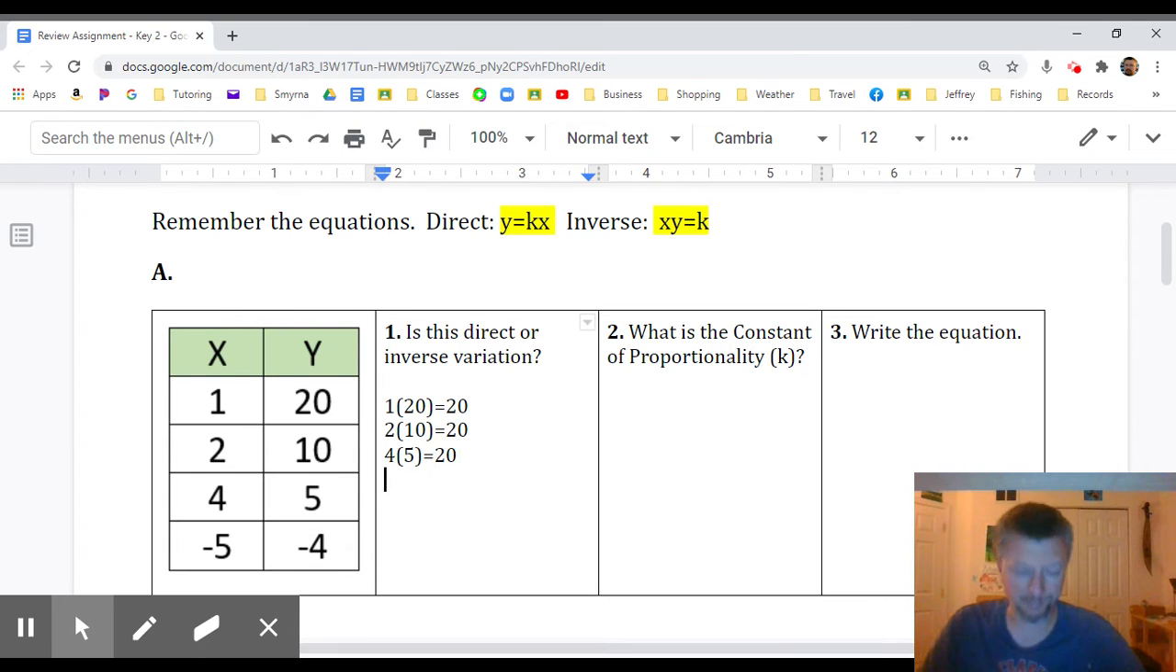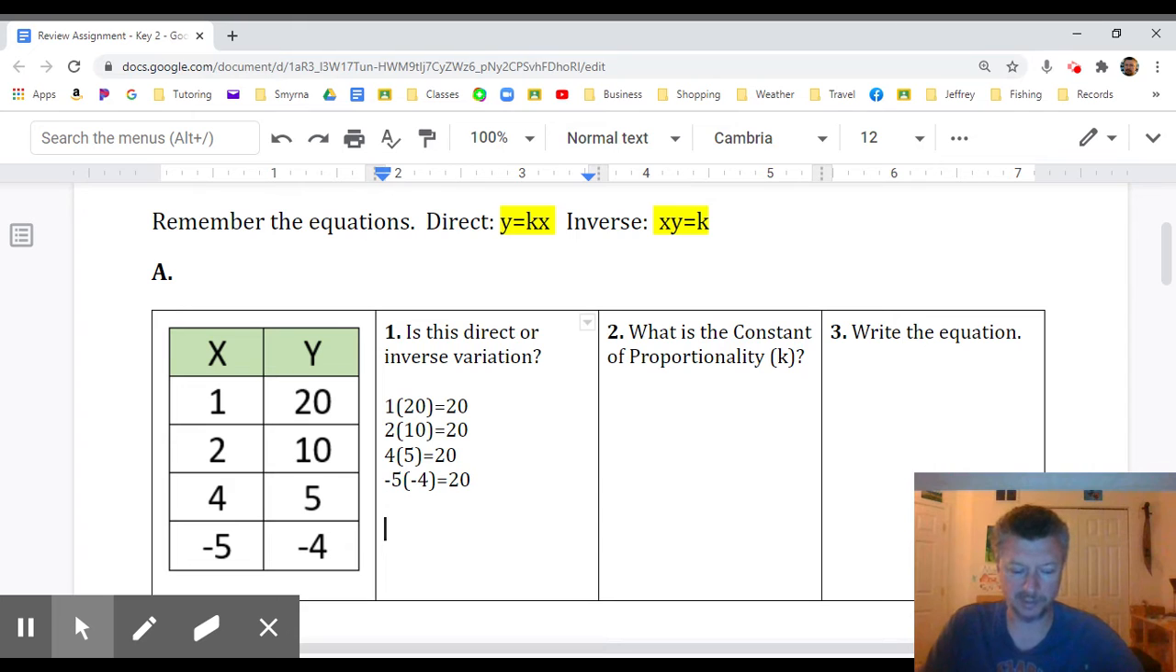equals 20 again. Now we have negative 5 times negative 4. Negative times a negative is a positive, so we have 20 again. Okay, so it's 20 every time. So that is inverse because every time we multiply x times y, we get the same number. So inverse.